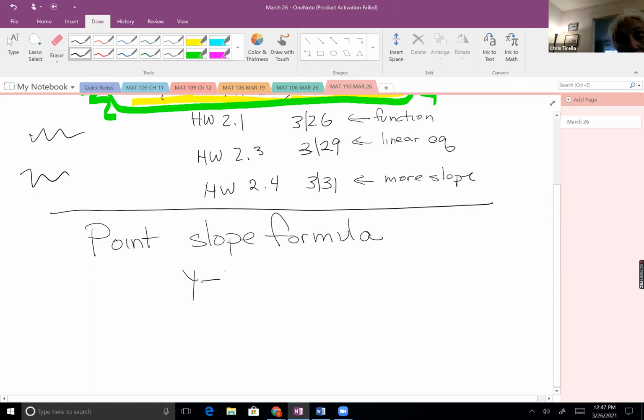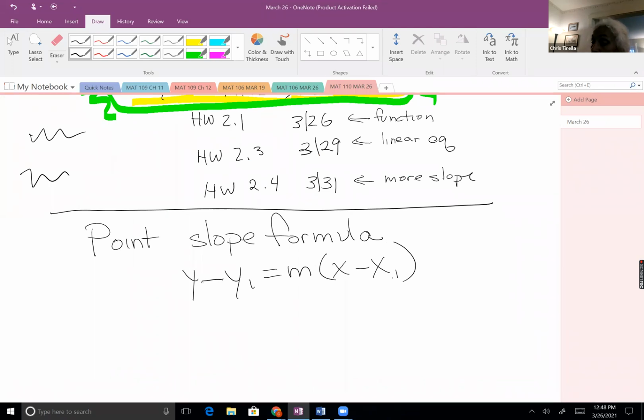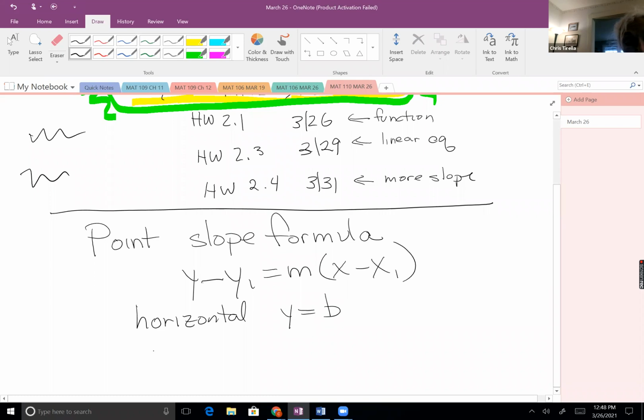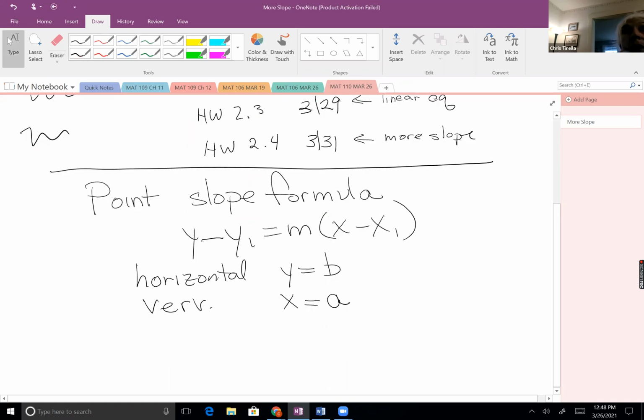Which was y minus the y value is equal to the slope times x minus the x value. And we had looked at finding the equation of the lines when we were given a point and a slope. We looked at finding the equation of a horizontal line, which we said was just y equals the y value of the point. We had said that the equation of a vertical line is just x equals the x value of the point.